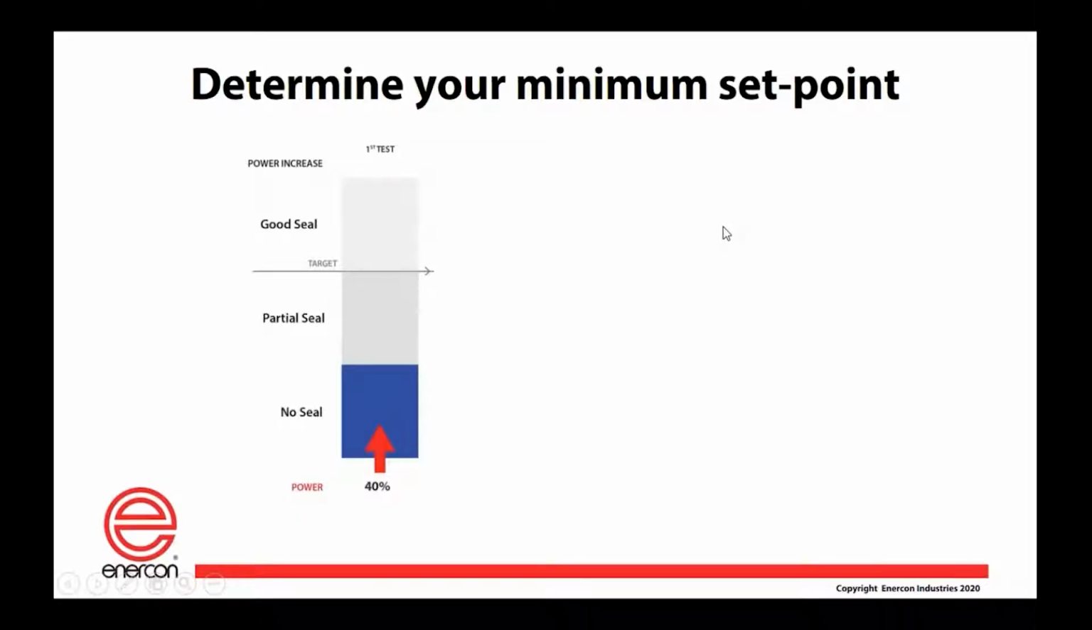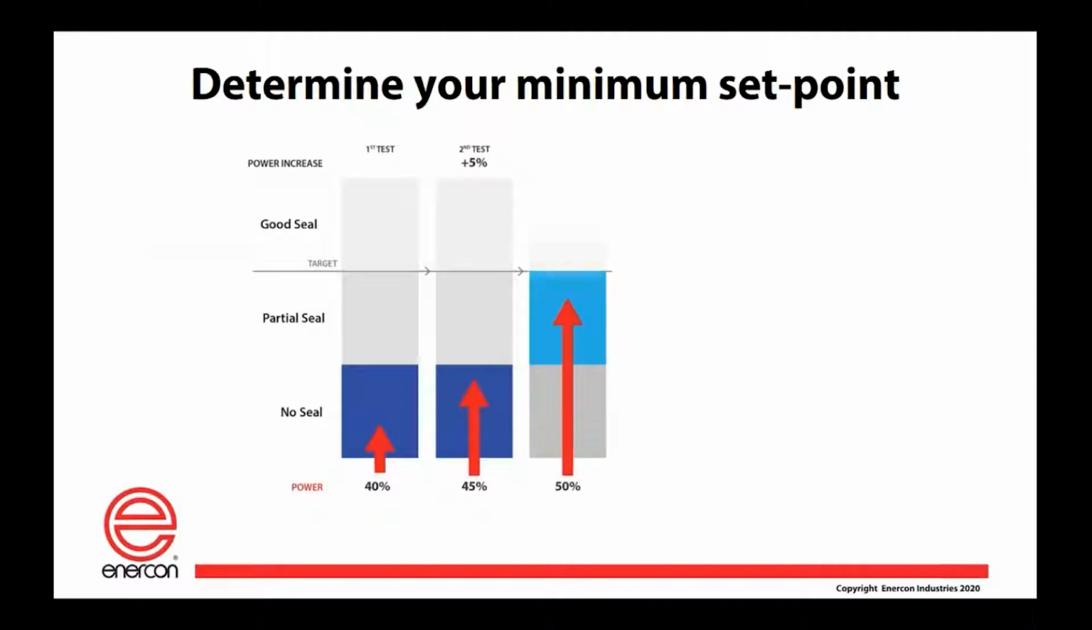So let's talk about how we do that. We're going to pick a power level, in this case, 40%. We're going to run at our production line speed. We're going to run one bottle and check it. In this example, at 40%, we get no seal. So we increase by 5%, go to 45%, we still get no seal. So we increase by 5% again, and now we're starting to get a partial seal at 50%.